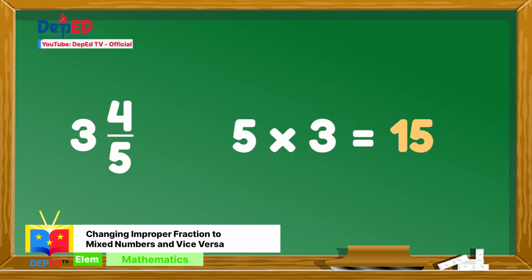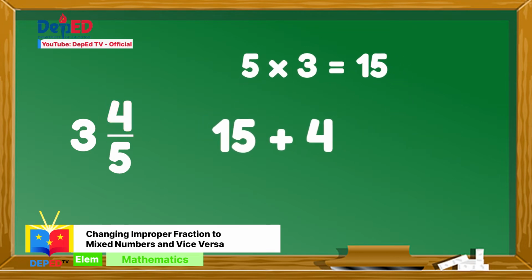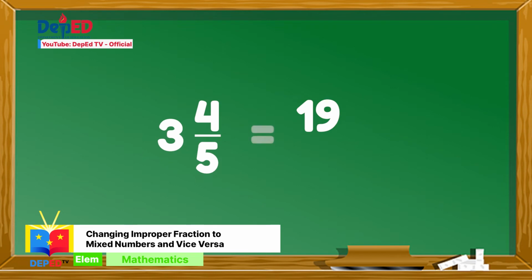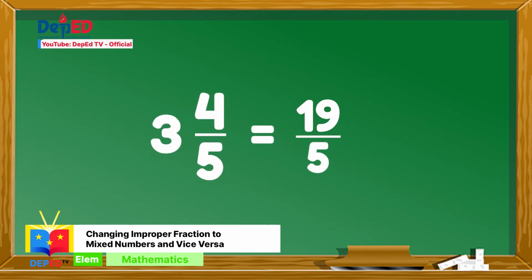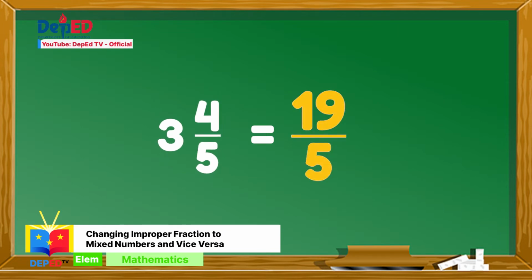Add the product to the numerator. 15 plus 4 is equal to 19. Then copy the sum as the numerator and copy the denominator. 3 and 4 over 5 is equal to 19 over 5.